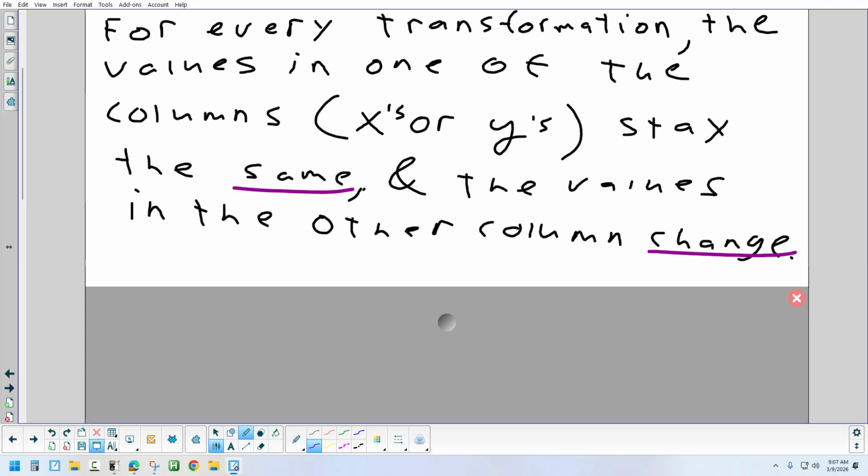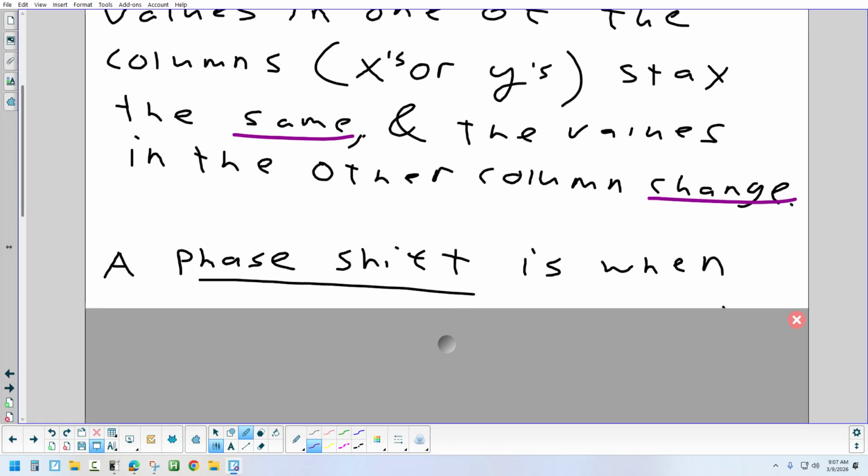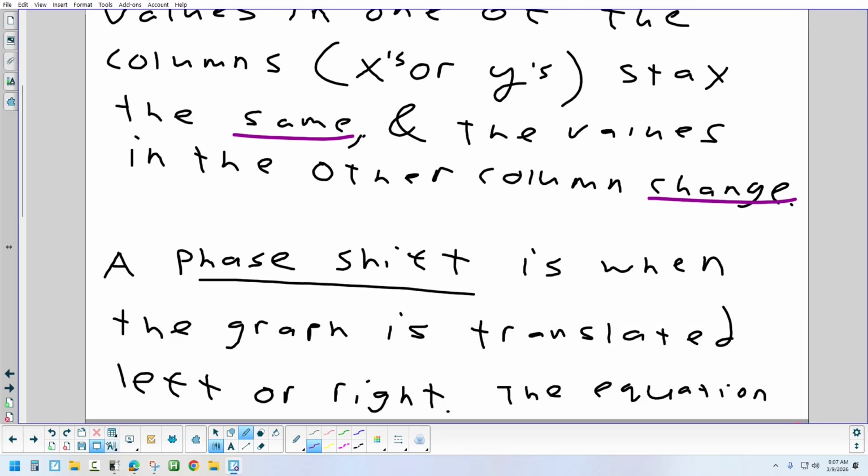All right, so that's pretty much the background on sine and cosine. Everything we do now is going to focus on how do you graph one specific transformation. The transformation today is a phase shift. So we've done phase shifts before, we just never called it a phase shift. But a phase shift is just when you move the graph left or right.